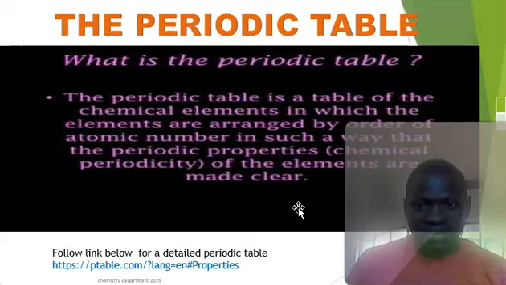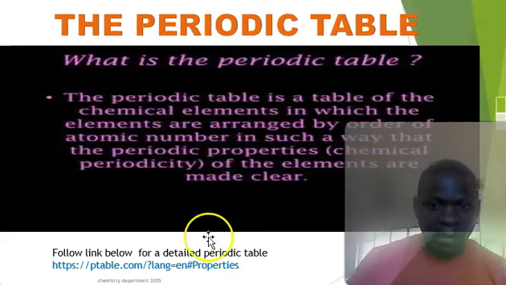We are going to consider some terms like atomic number, mass number, symbol of the element. So the elements are arranged in order of increasing atomic number, but you can still follow up the link and go and see the detailed periodic table with all the elements with their atomic masses and their atomic numbers.